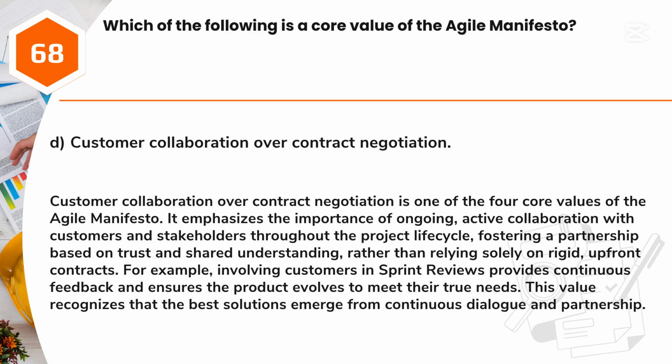Answer: D. Customer collaboration over contract negotiation. Customer collaboration over contract negotiation is one of the 4 core values of the Agile Manifesto. It emphasizes the importance of ongoing, active collaboration with customers and stakeholders throughout the project lifecycle, fostering a partnership based on trust and shared understanding, rather than relying solely on rigid, upfront contracts. For example, involving customers in sprint reviews provides continuous feedback and ensures the product evolves to meet their true needs. This value recognizes that the best solutions emerge from continuous dialogue and partnership.